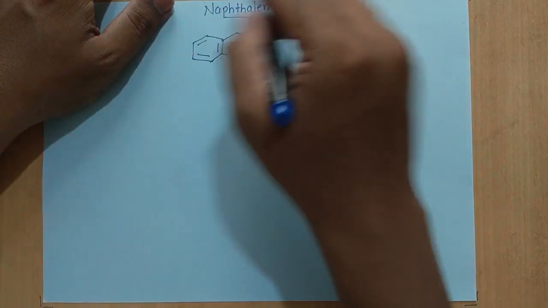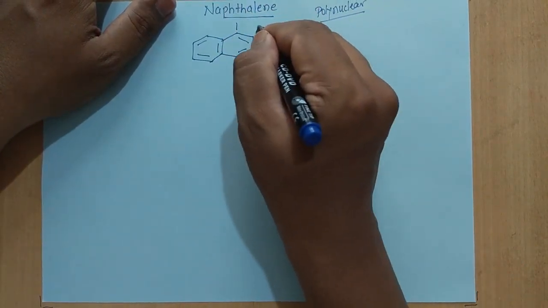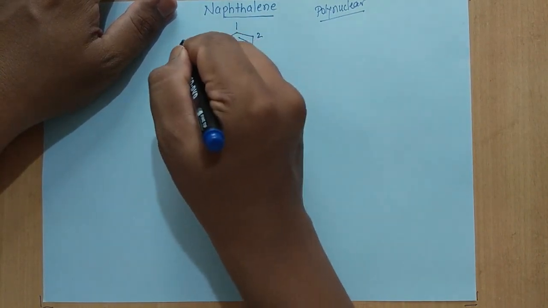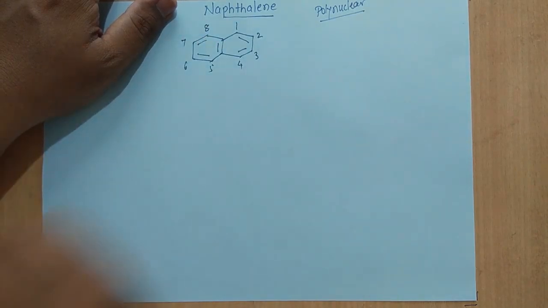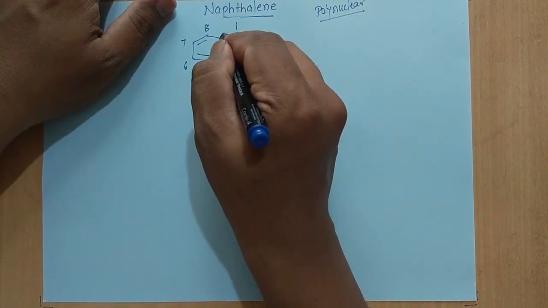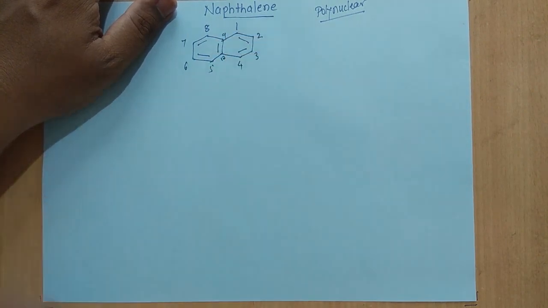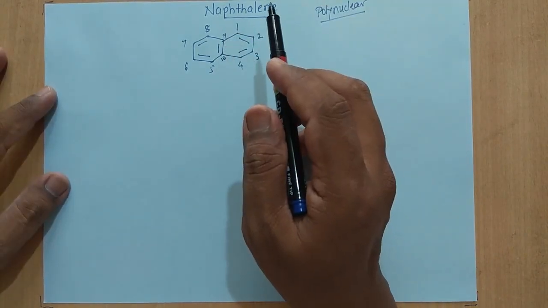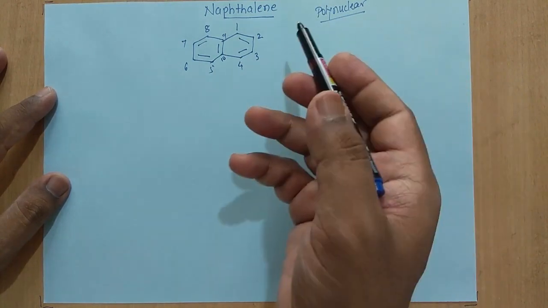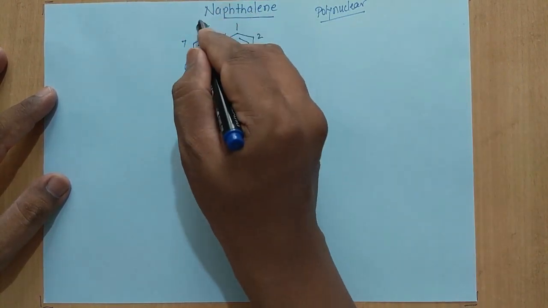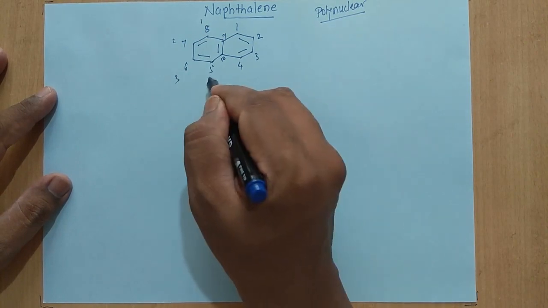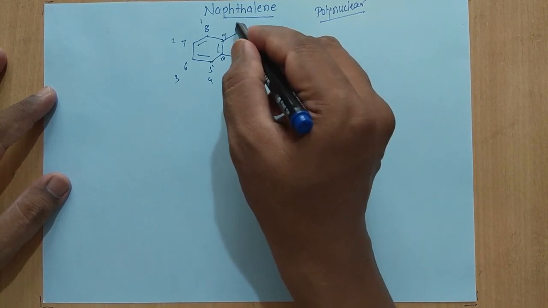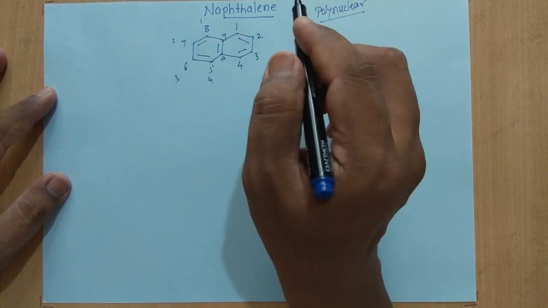Now how is this naphthalene numbered? This is how it is numbered: 1, 2, 3, 4, 5, 6, 7 and 8. You can number these two ring-fusion carbons, 9 and 10, but there will not be any substitution at these two positions, so I am not mentioning them. We can also number from here: 1, 2, 3, 4. So you can start your numbering from any side, but it should be in this manner only.